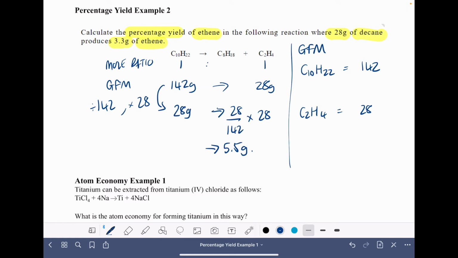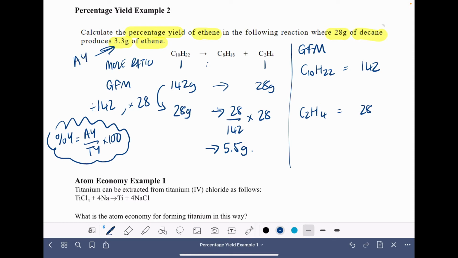Okay, so we use our same calculation. Percentage yield is equal to the actual yield divided by the theoretical yield multiplied by 100. So let's pop in our numbers. So our actual yield from the question was 3.3. So actual yield divided by theoretical yield in this case would be 3.3 divided by 5.5. Don't even need a calculator for this. It's 60%. So that is our final answer.